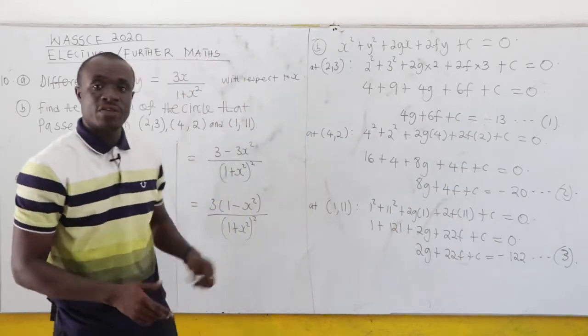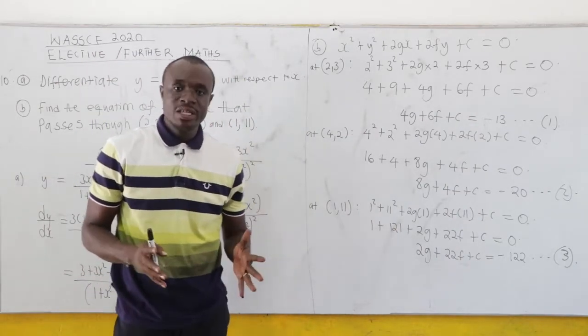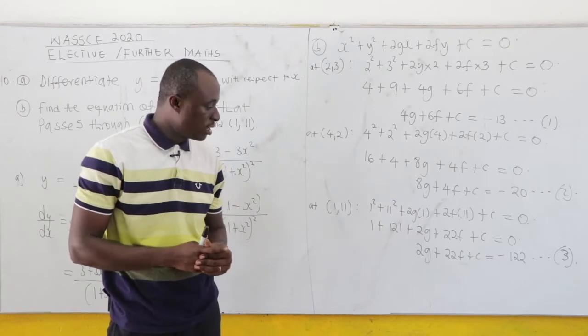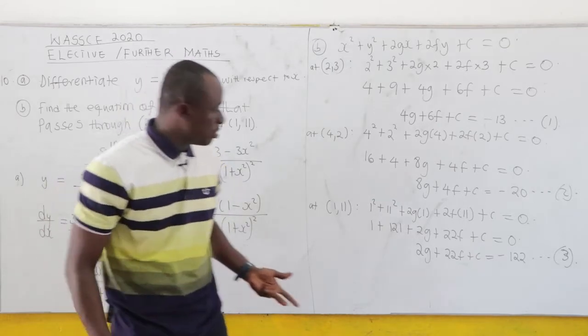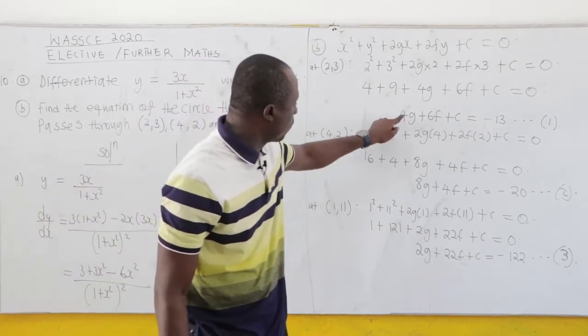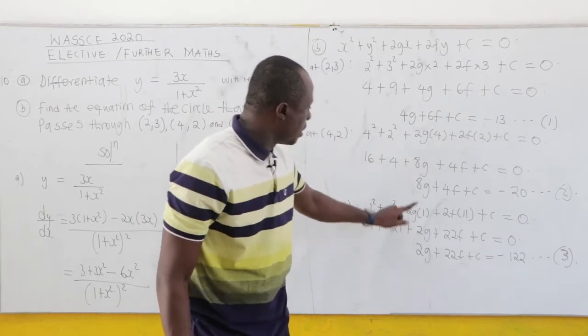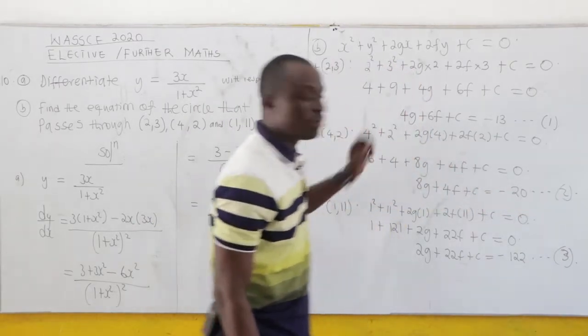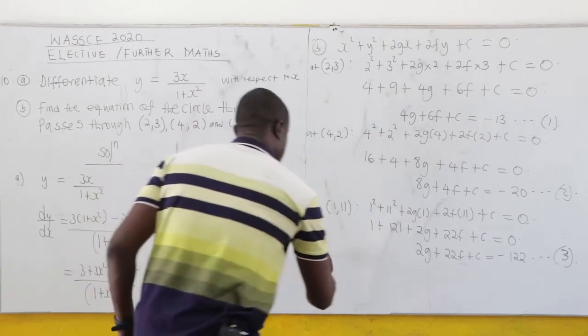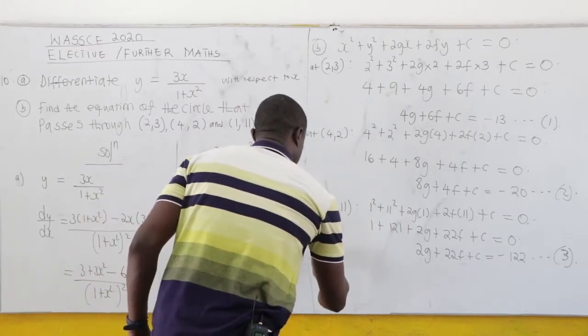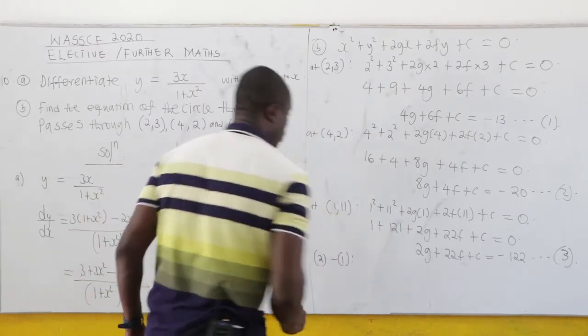So we have 3 equations, we have 3 variables. Let's eliminate one and have 2 variables so that we can work with those 2 variables. Now what can we see? Here we have 4g, 8g, 2g. Now, I'd rather take equation 2 minus equation 1 so that I can eliminate the c. So equation 2 minus equation 1.